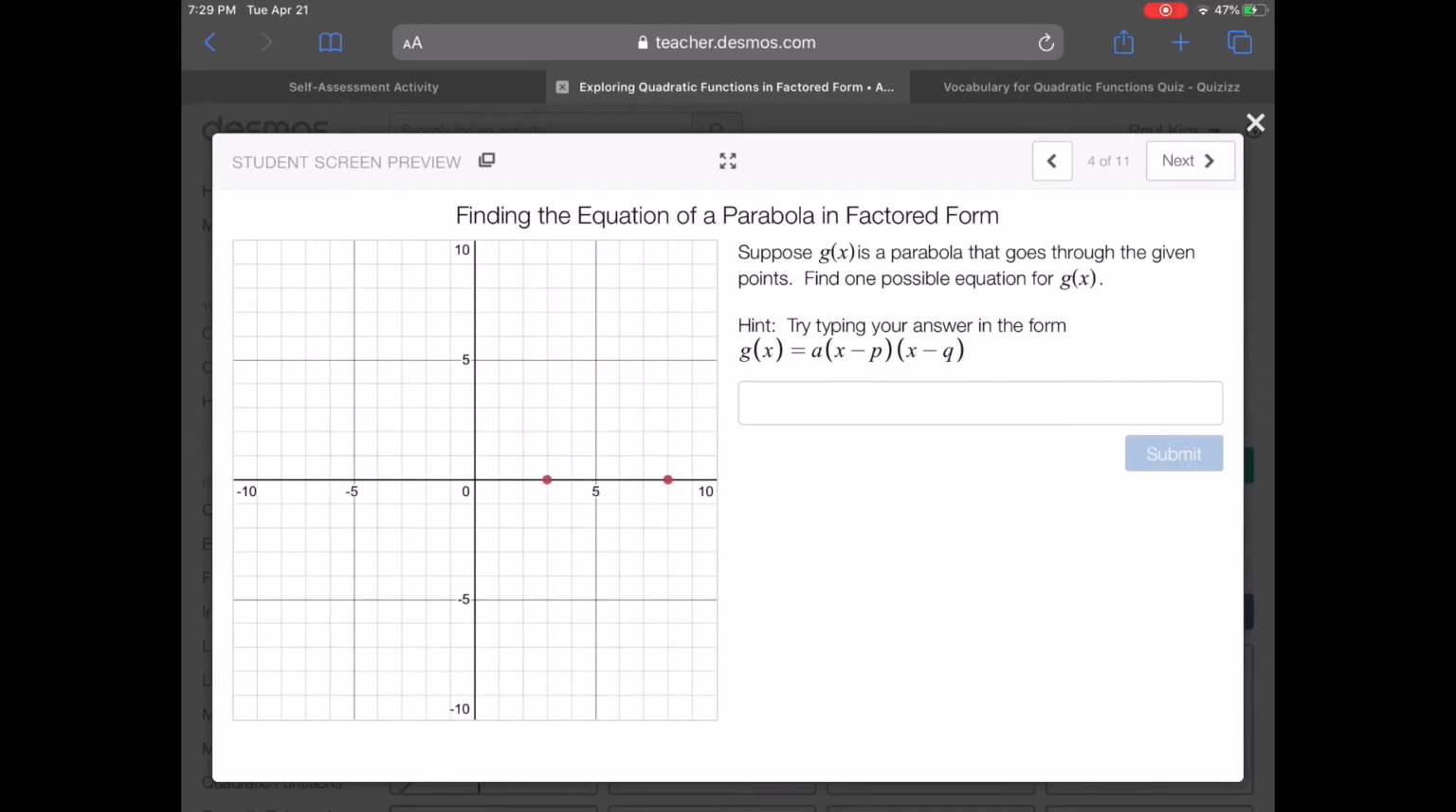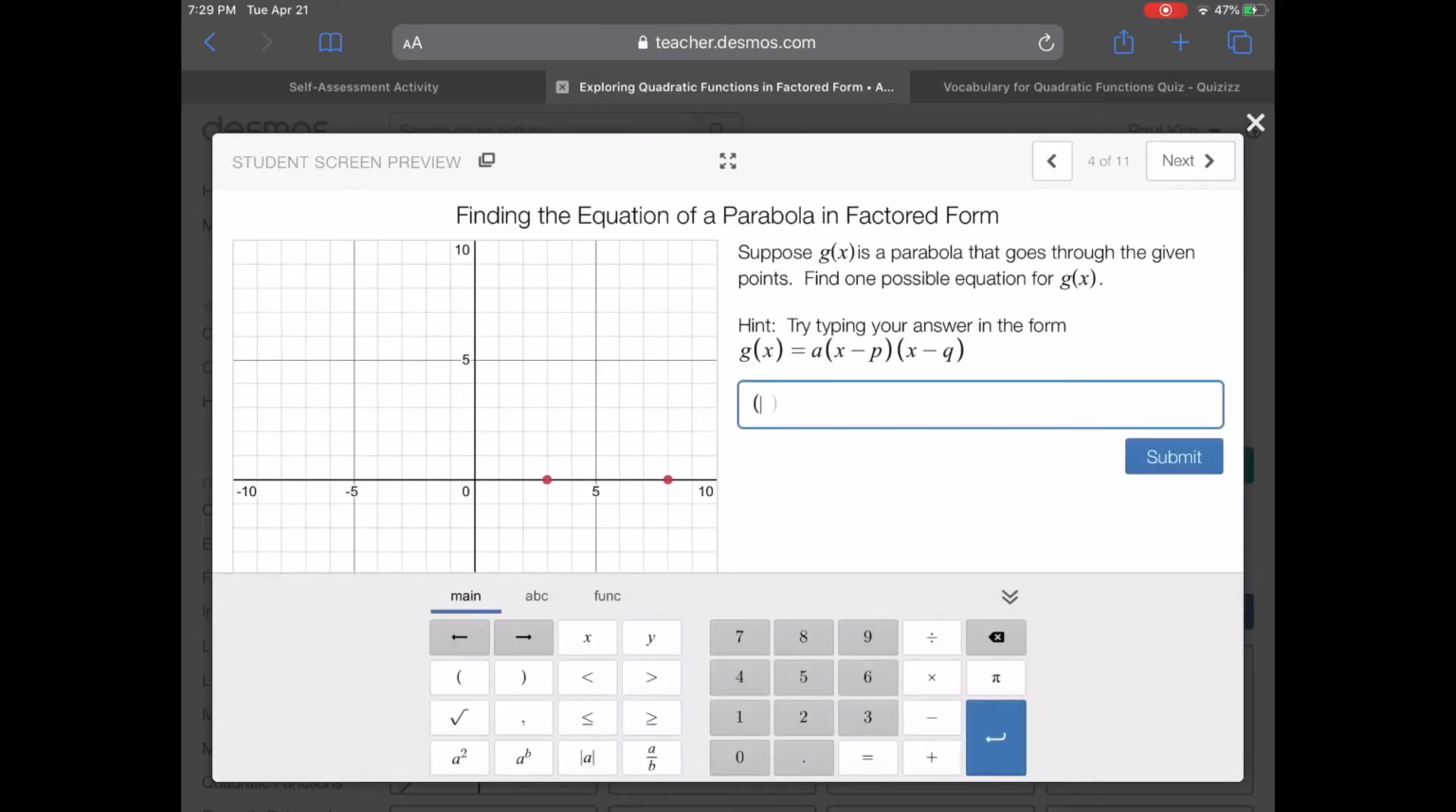Here we have g of x is a parabola that goes through the given points. Find one possible equation for g of x. So once again, we're going to be looking at the x-intercepts because I know that's where I'm going to put the p's and the q's. So in this case, I have an x-intercept at 3. So I know one of my factors will be x minus 3.